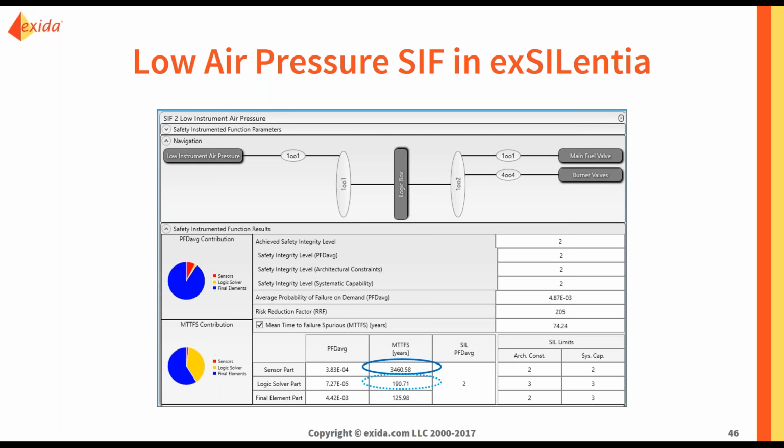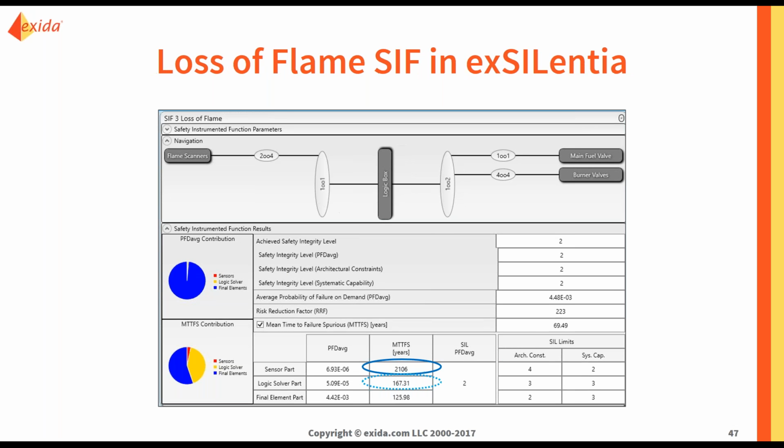But first, let's look at SIF 3 in exSILentia. SIF 3 has the 4 flame scanners in a 2 out of 4 configuration. And so here I've circled the MTTFS for that sensor part. Again, the logic solver number has been changing, and so I'm going to explain why.